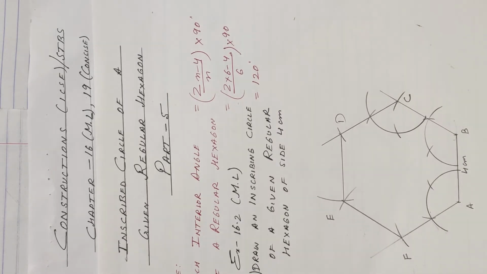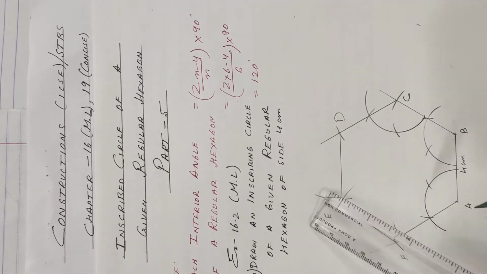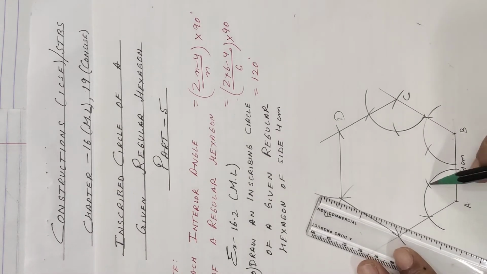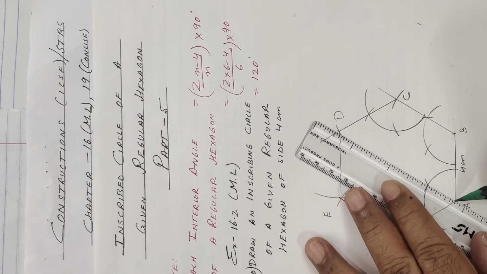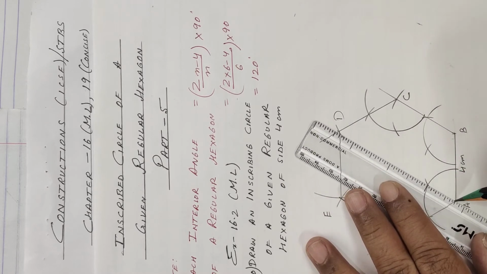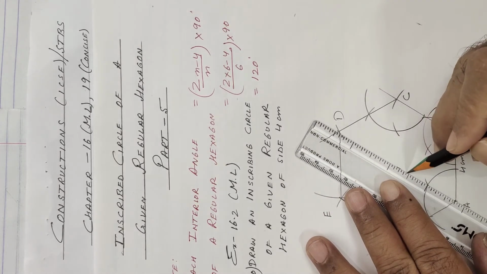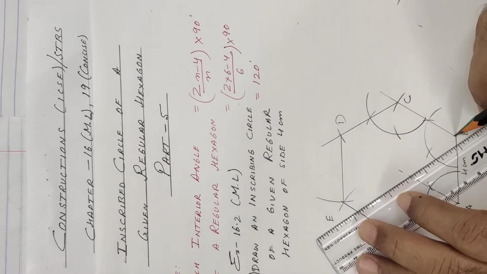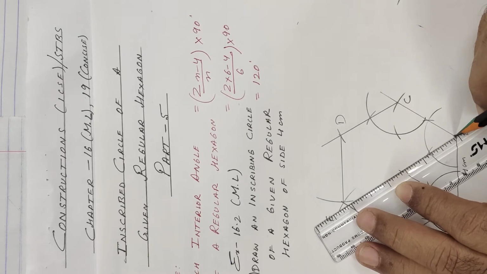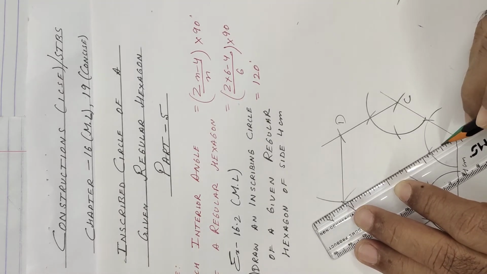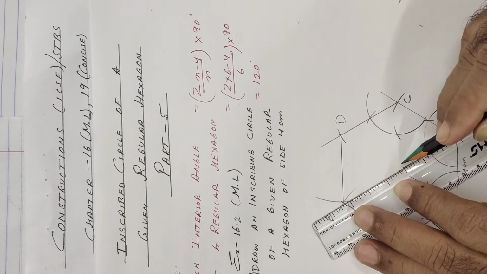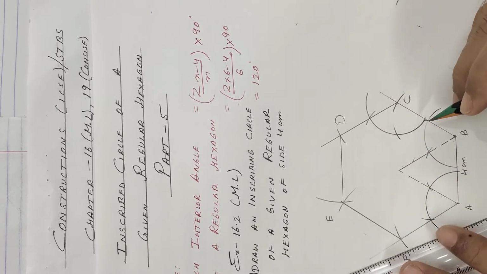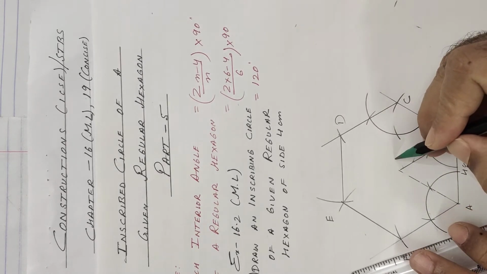Now how to draw an inscribed circle? It's very easy, children. Just angle bisector. So 60 is the angle bisector already. You don't need to bisect the angle because half of 120 is 60. So here you just join, you will get the center of the circle. Okay, so let this be O.